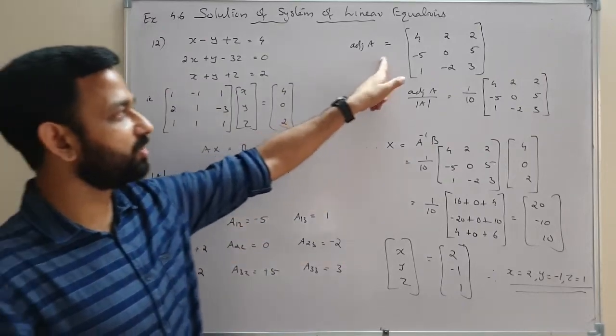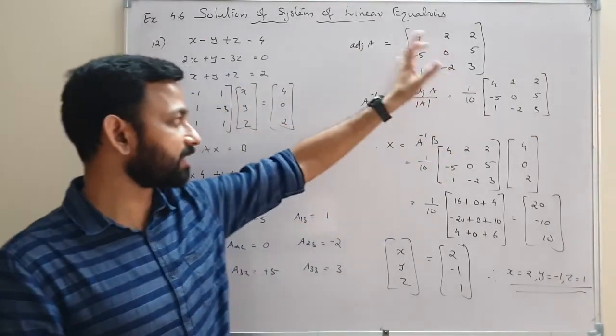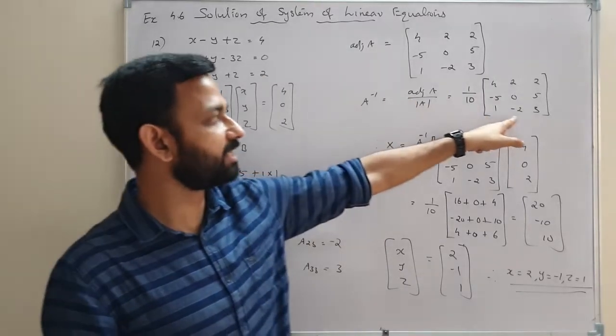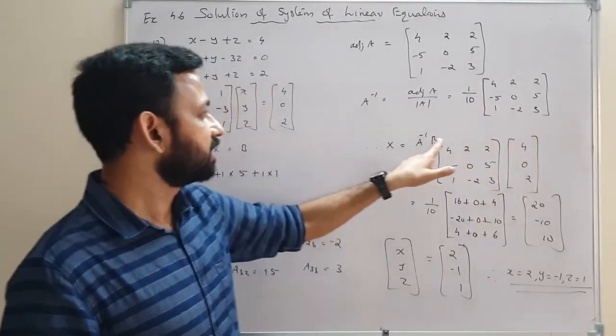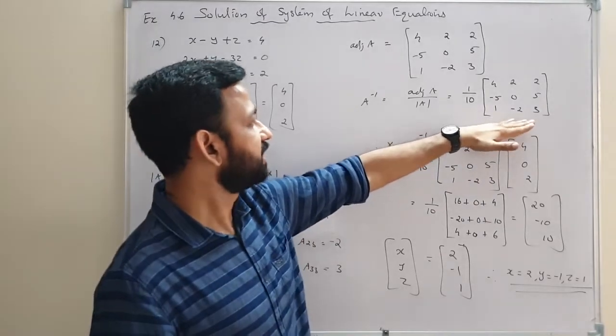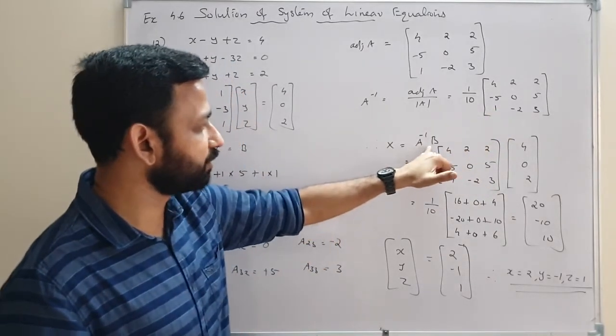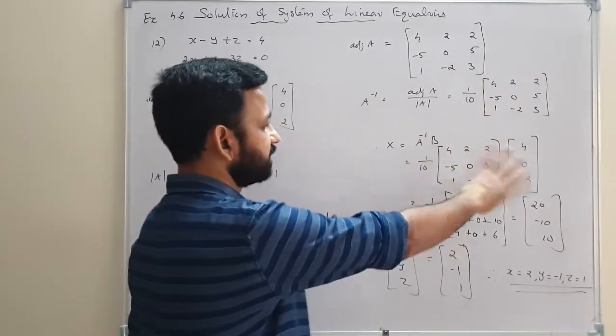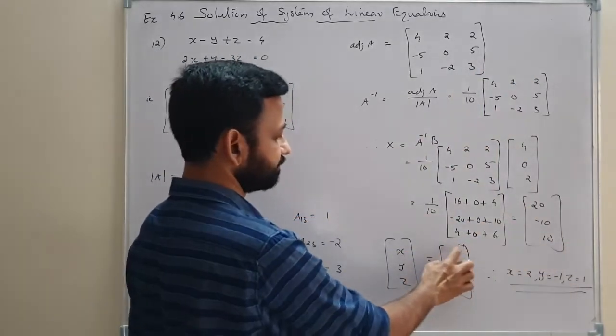Then we will find adjoint A, that is transpose of the cofactor matrix. Then we will find A inverse, that is adjoint A divided by determinant A. Then we got A inverse here. Then x is equal to A inverse into B. That is this matrix into B. And we will find the product. Then we got this matrix, this one.